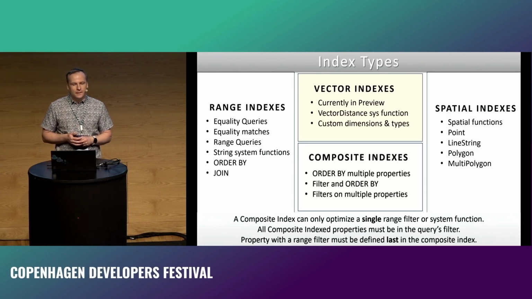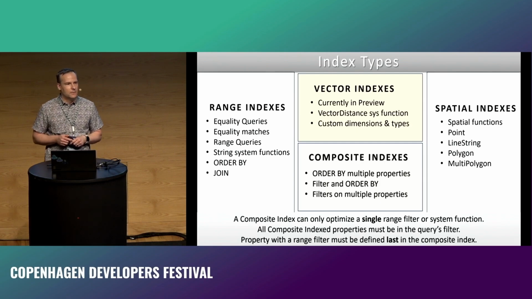which can sometimes be confusing because it has a lot of rules you need to follow, but they are very useful if you have a lot of filters in your where clause, or if you need to order by multiple properties. Actually, you must have the composite index if you have multiple properties in your order by.